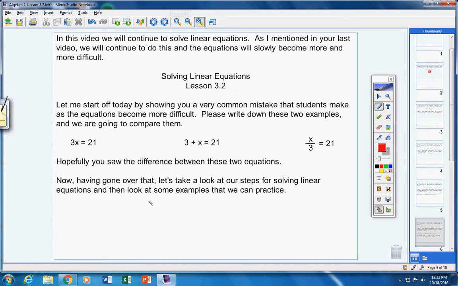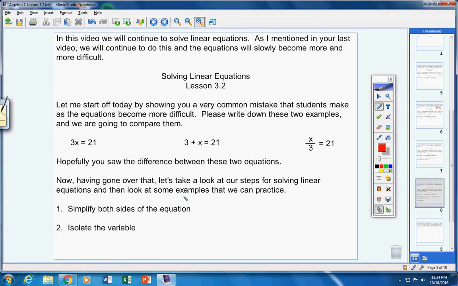Now, having gone over that, let's look at our steps for solving linear equations, and then look at some examples that we can practice. By the way, I told you the other day that as we do more and more difficult equations, I will add to your steps. However, I will not always do that. So today I am not going to add to your steps. They stay the same, so you don't have to copy these down if you don't want to. They're the exact same steps as yesterday. Simplify both sides of the equation. Isolate the variable. Got it?